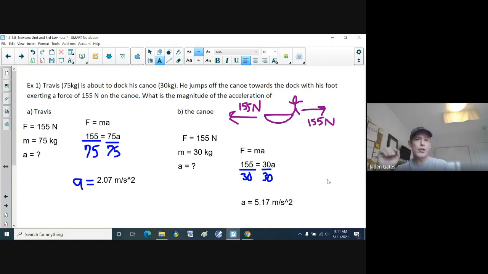So in this situation, Travis is speeding up at 2.07 meters per second squared, but the canoe is speeding up at 5.17 meters per second squared. Depending on how close Travis is to the dock, because the canoe is going to take right off on him, he might end up in the water. That's something to watch out for in Newton's third law. This is because mass is such a big deal. If you're on a large boat, the acceleration of the boat is going to be very, very small compared to you. But in this case, because you're dealing with a canoe and Travis is over twice the size of the canoe, there's an issue here.